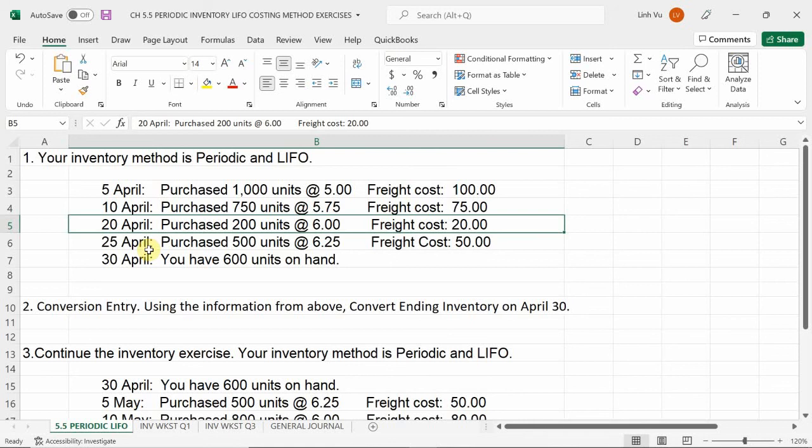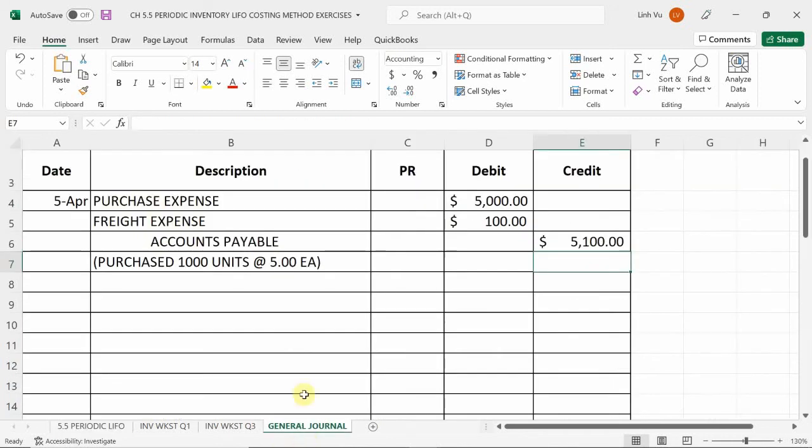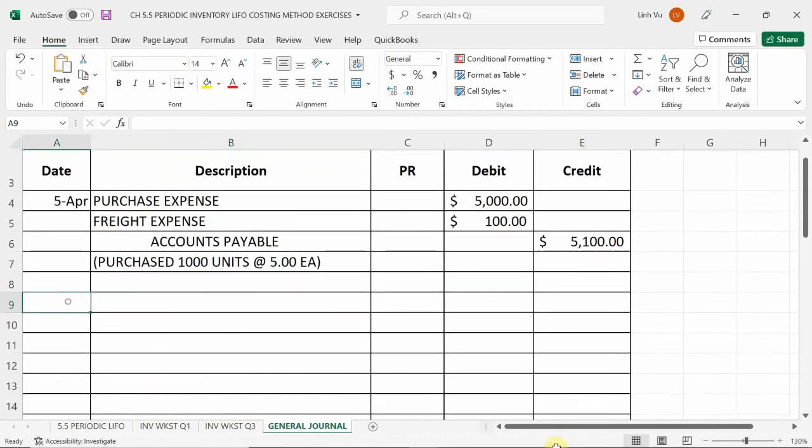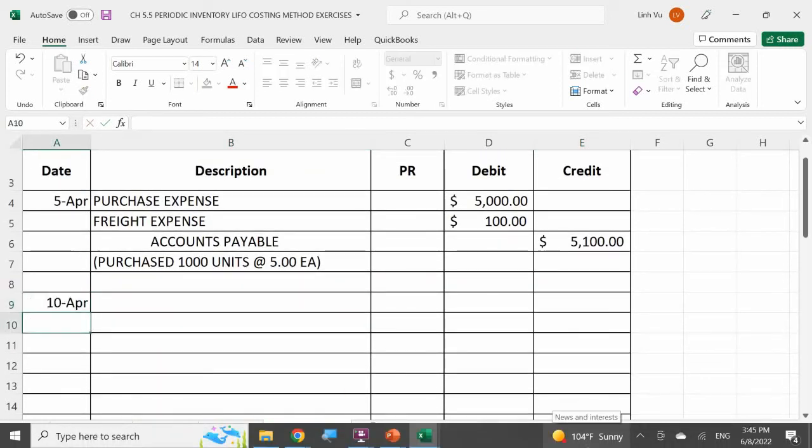Okay? But it also saves some time instead of having to do two separate calculations, right? You're saving yourself some time by doing one calculation. But in this case, this is pretty straightforward and simple numbers to calculate. Okay, so in this case, on April 10, I purchased 750 units at $5.75 each with a freight of 75. So in this case, let's practice journalizing. I need to journalize for April 10th's purchase. How do I journalize this?